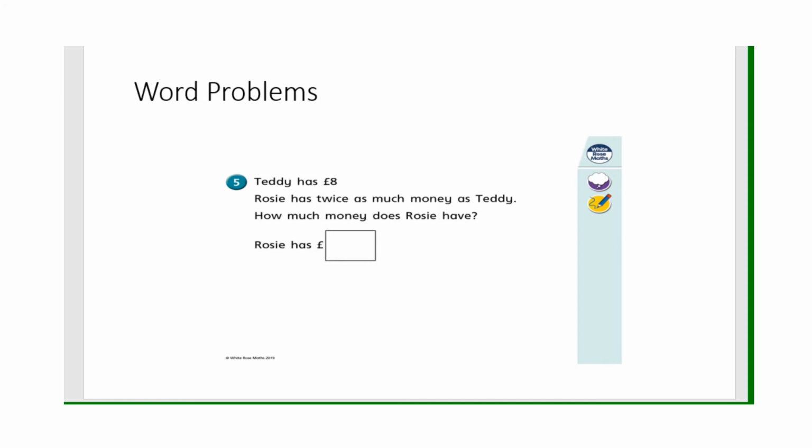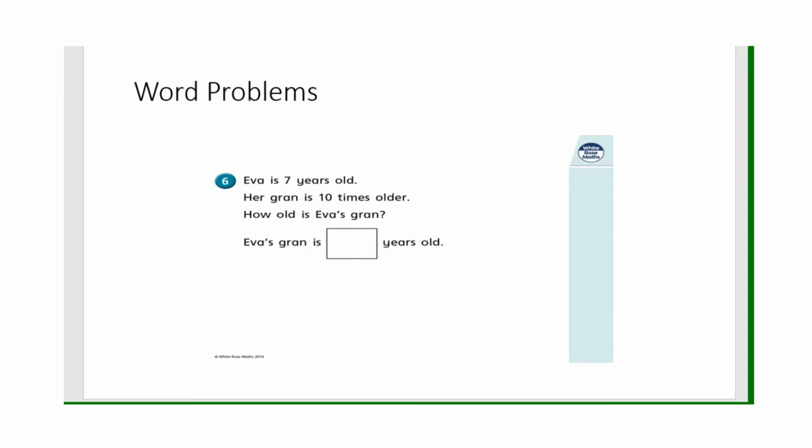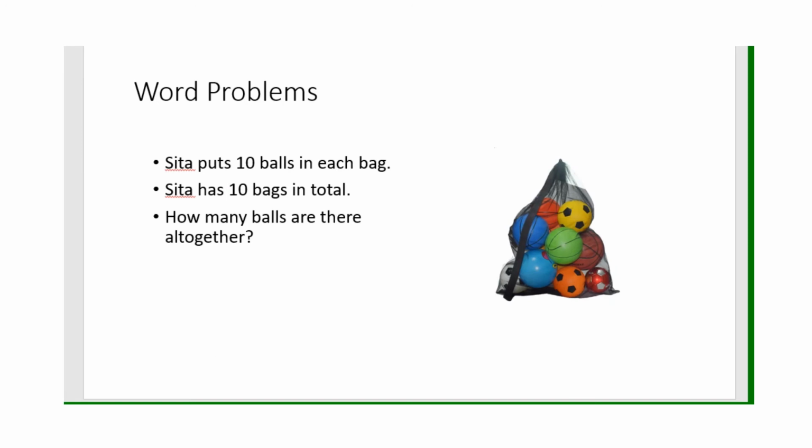That's correct. Now then, I've slotted this one in again. Some of you might have seen this one earlier. Eva is 7 years old. Her gran is 10 times older. How old is Eva's gran? Now then, 7 years old, so it would be 10 times 7. 10 times older, 10 lots of 7, or we could say 7 lots of 10. I know 7 lots of 10. It's 70. So we can do that, can't we?